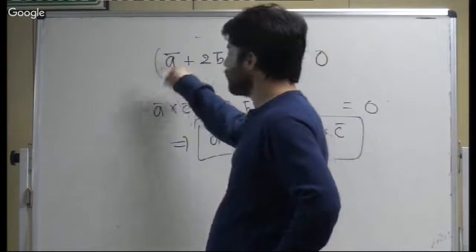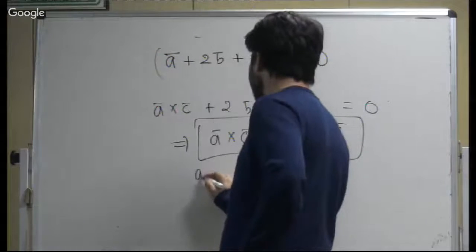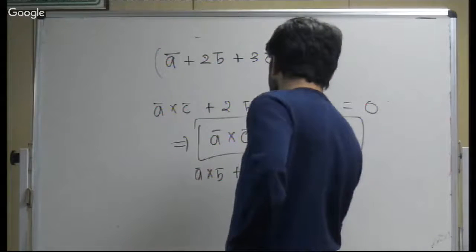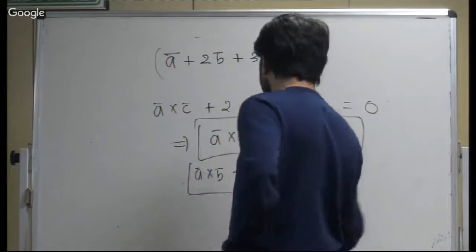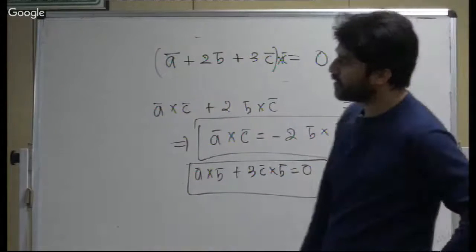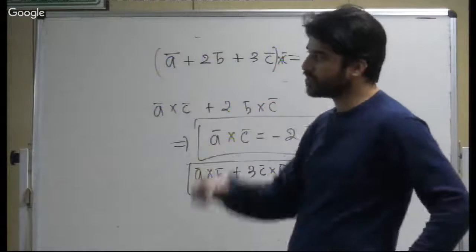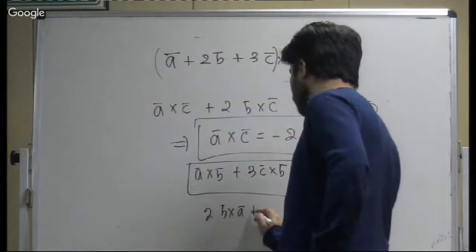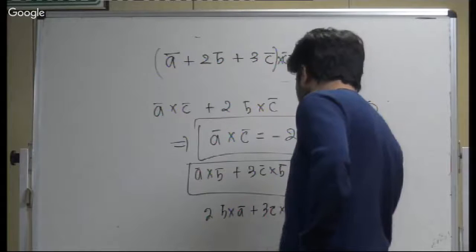I'll take now the cross with B, so I can say A cross B plus 3 C cross B is equal to 0. The second thing. And the third relation I can derive by taking the cross with A. So A cross A turns out to be 0. So 2B cross A plus 3C cross A.